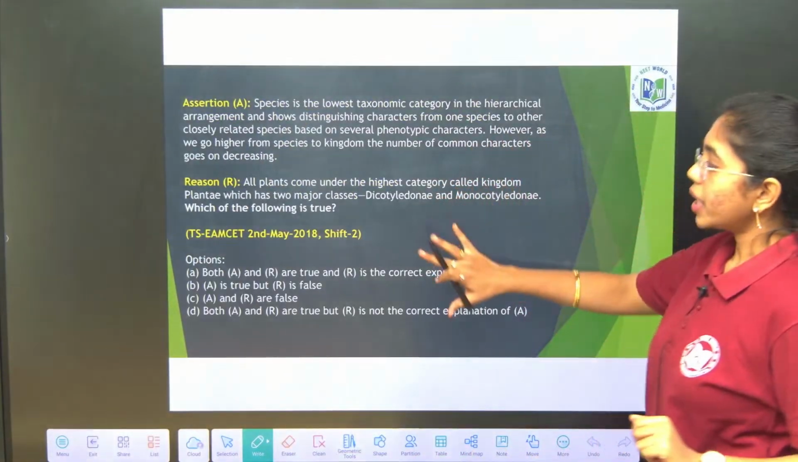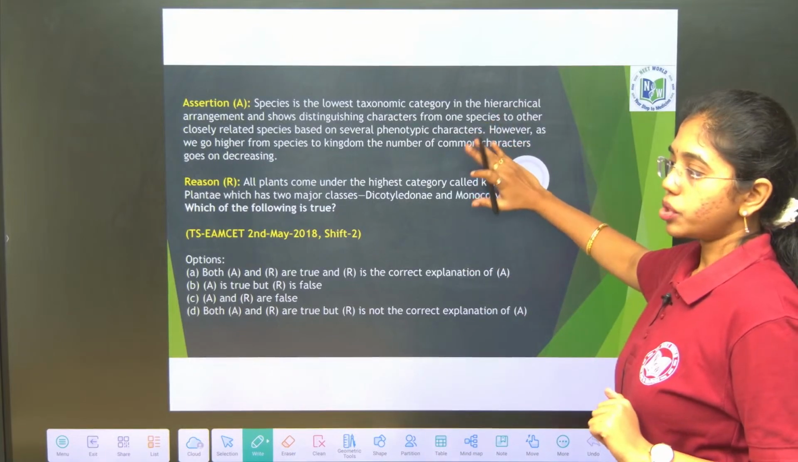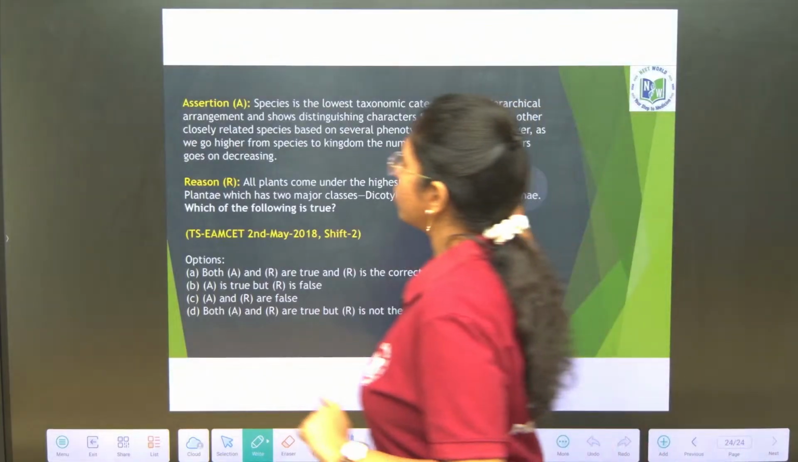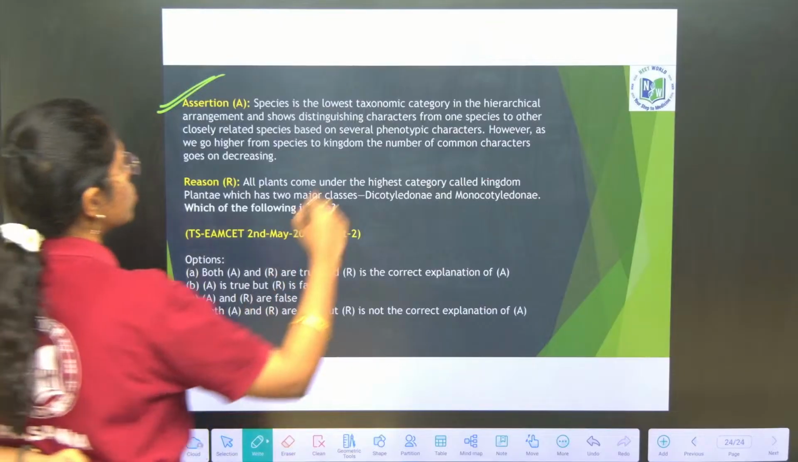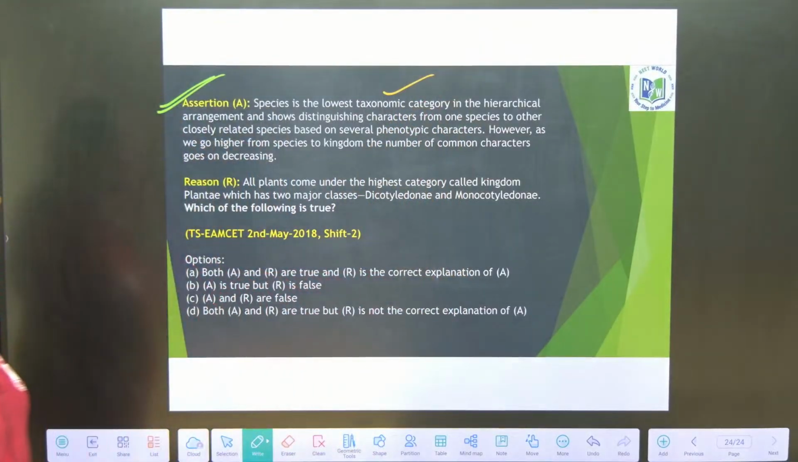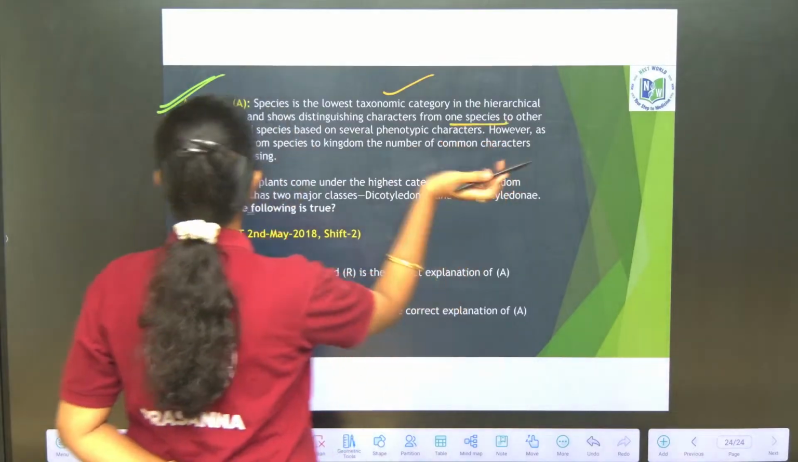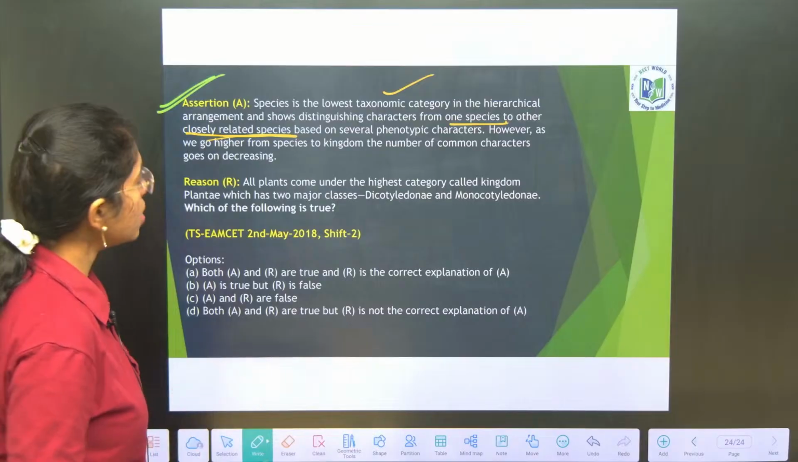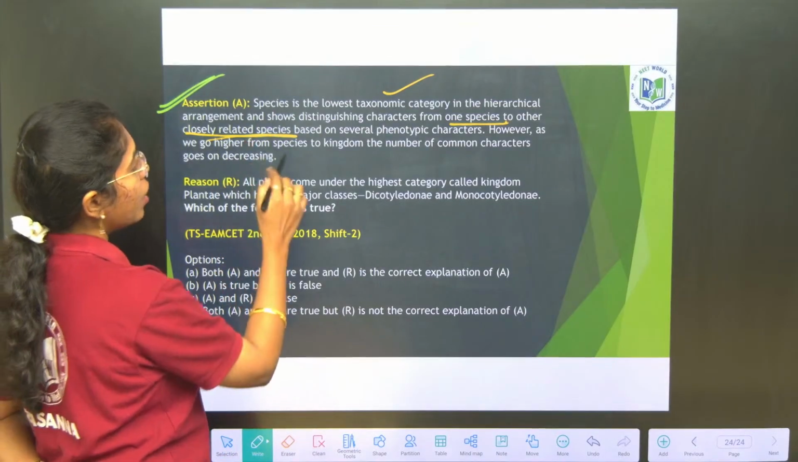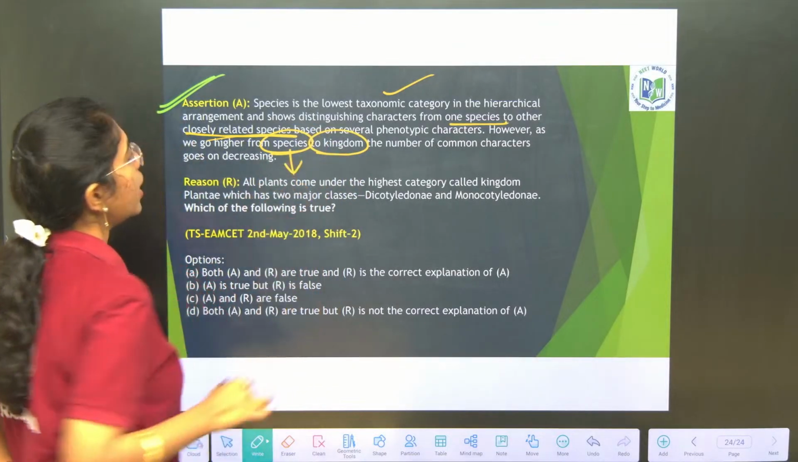Next, last set which is asked in May 2018. Assertion reason type of question, little lengthy in paragraph wise. So here you see assertion. Species is the lowest taxonomic category. True, species is the lowest taxonomic category in hierarchical arrangement and this shows distinguishing characters from one species to other closely related species based on what? Several phenotypic characters. However, as we go higher from species to kingdom, the number of common characteristics will be decreased.